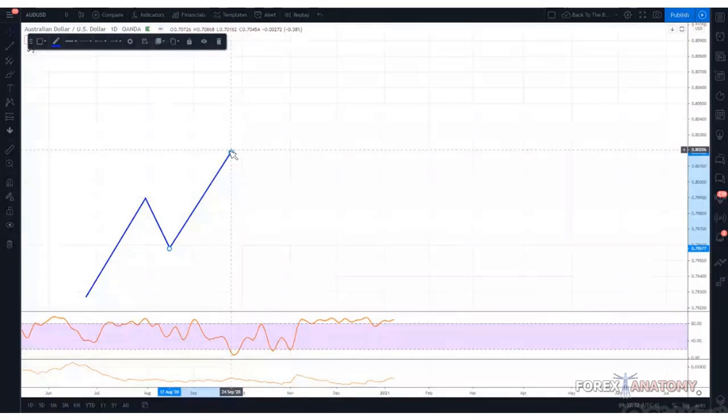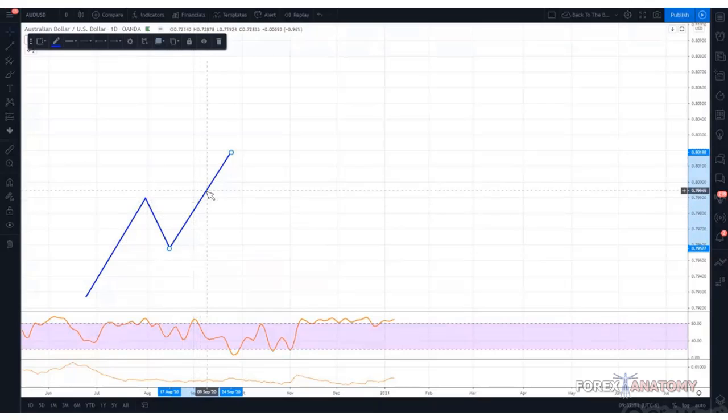So what do we expect to happen after this impulse? Let me ask you guys that question. Remember, there's only two components. We mentioned, okay, right here we have an impulse, then we have a correction, and then we have another impulse. So what do we expect to happen right after that impulse?